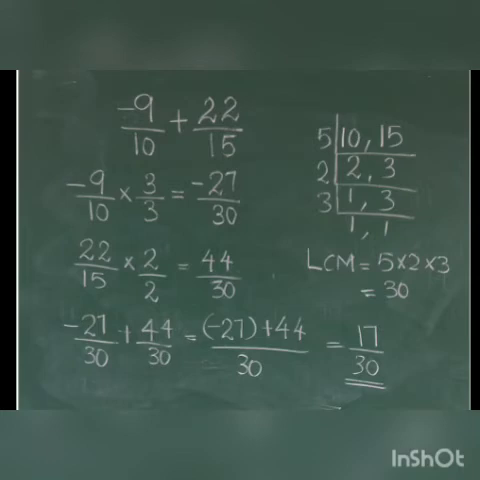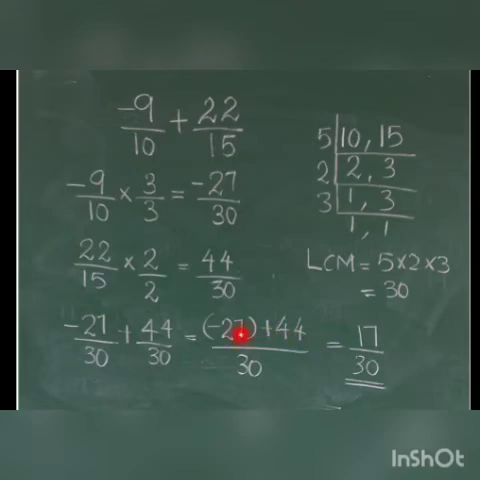Now we can add. But negative 27 by 30 plus 44 by 30. Here 27 has a negative sign and 44 is a positive integer. That is, one is a negative integer and one is a positive integer. So can we use the method of addition? No, we cannot add here, but instead we are subtracting.